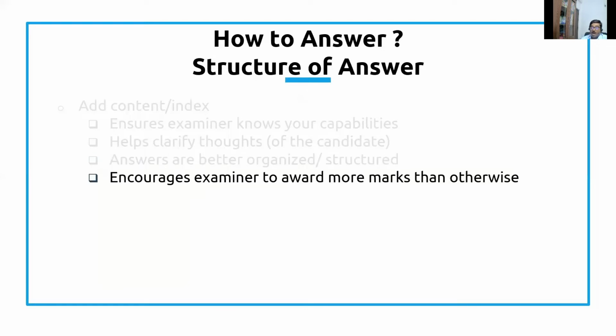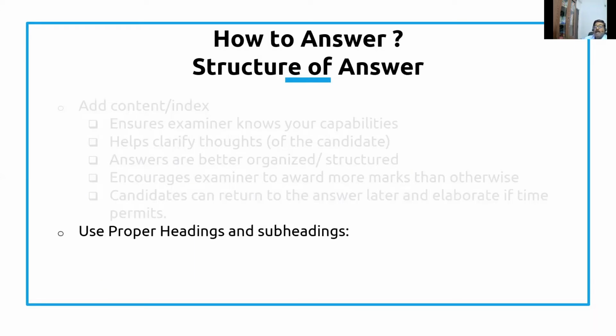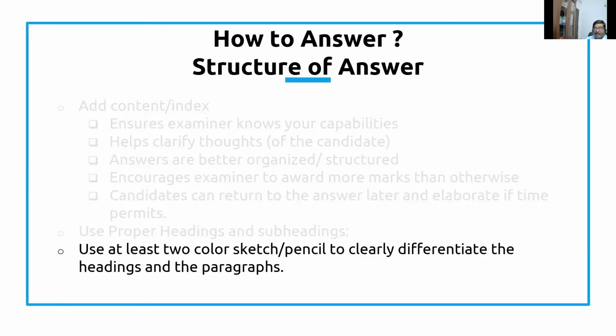It also indirectly or subconsciously encourages the examiners to award more marks than otherwise. It also helps candidates keep on track so that they can answer later and elaborate if time and space permit. For this, use proper headings and subheadings. It is advised to use two colored sketch pens or pencils to clearly differentiate the headings and the paragraphs, and this color combination should be one that your university or college permits.